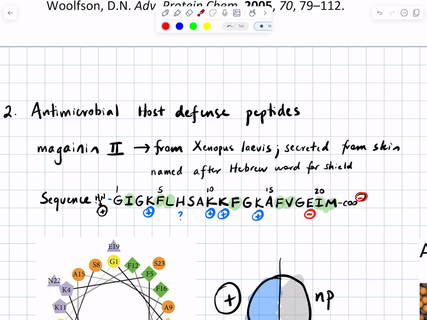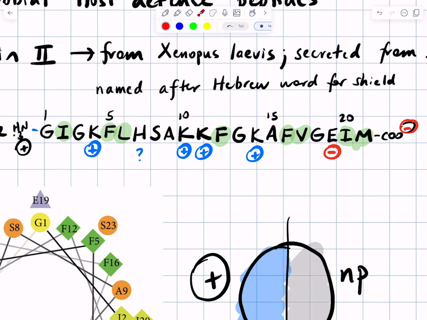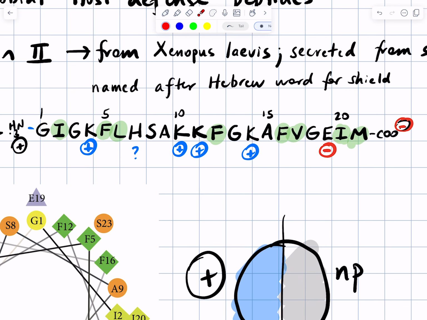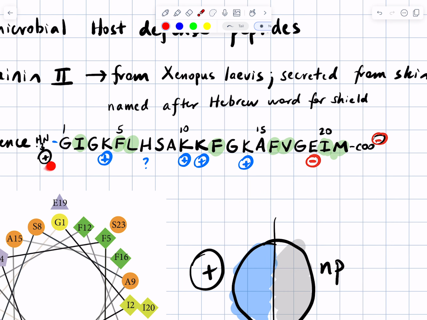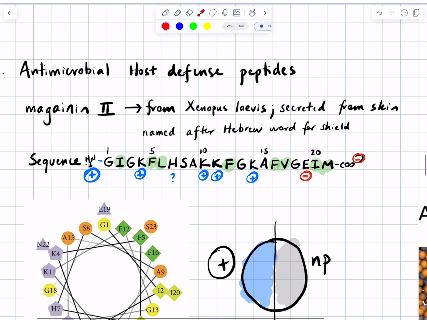And if you look at the sequence, one of the things you notice, and I've highlighted it for you here, is the N-terminus is positively charged. And then I've noted the rest of the positively charged residues. K is lysine, that's plus. K, also another K, those are all plus. So we have 1, 2, 3, 4, 5 pluses.